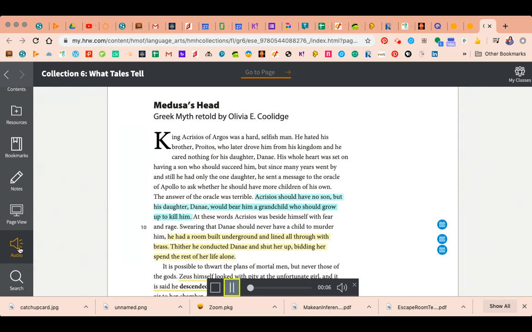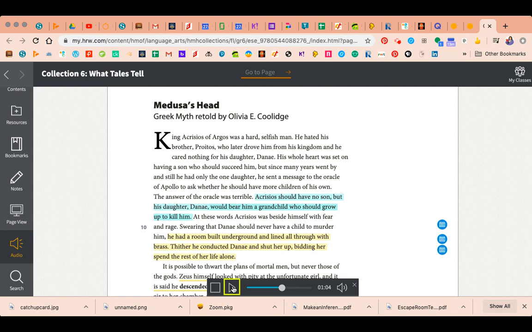Coolidge. King Acrisios of Argos was a hard, selfish man. He hated his brother Proitos, who later drove him from his kingdom, and he cared nothing for his daughter Danae. His whole heart was set on having a son who should succeed him. But since many years went by, and still he had only the one daughter, he sent a message to the oracle of Apollo to ask whether he should have more children of his own. The answer of the oracle was terrible. Acrisios should have no son, but his daughter Danae would bear him a grandchild who should grow up to kill him. At these words, Acrisios was beside himself with fear and rage. Swearing that Danae should never have a child to murder him, he had a room built underground and lined all through with brass. Thither he conducted Danae and shut her up, bidding her spend the rest of her life alone.